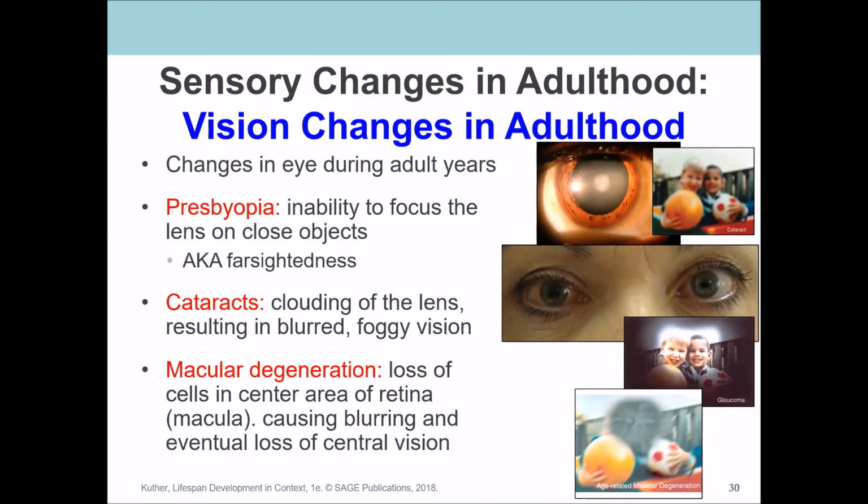Presbyopia is our inability to focus the lens on close objects, also known as farsightedness. This is caused by the stiffening of the lens of the eye, related to the loss of collagen that contributes to the stiffening of tissues throughout the body.